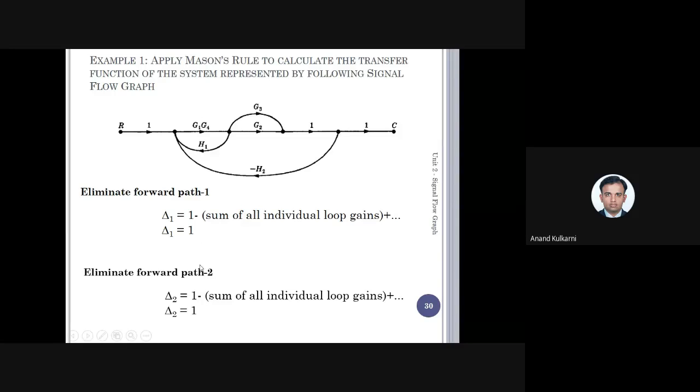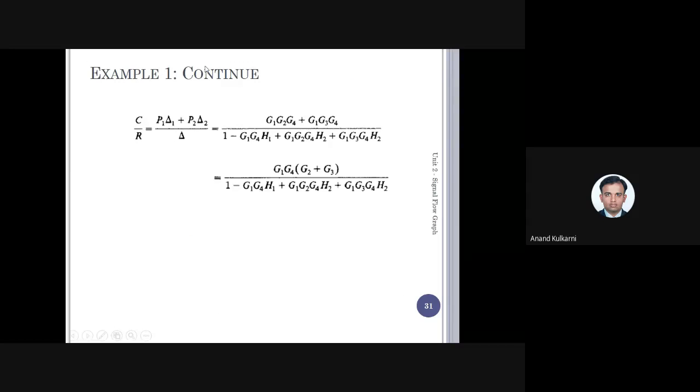So we have got delta 1. Similarly, considering the second forward path, in this condition also, there is no loop which is not lying on this. All the loops are lying on this. So again, the sum of individual loop gains which do not touch that forward path is 0. So delta 1 is 1 and delta 2 is 1. So we know that it is P1 delta 1 plus P2 delta 2, divided by delta. We have substituted here. P1 is known to us, P2 is known to us, and delta is there. So this is the answer.